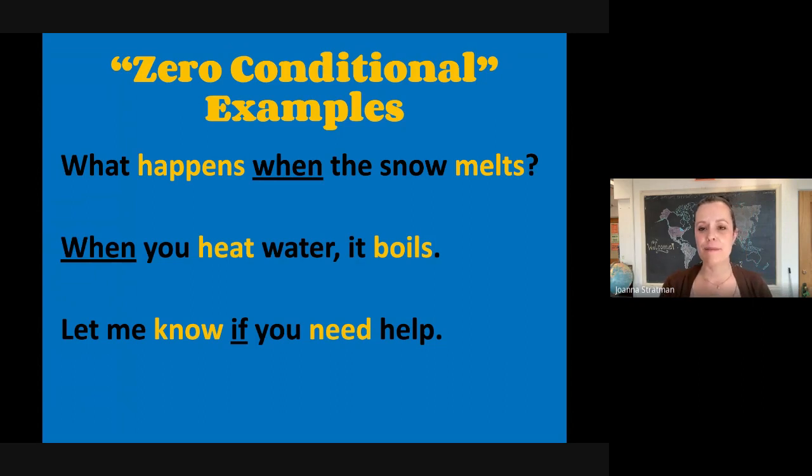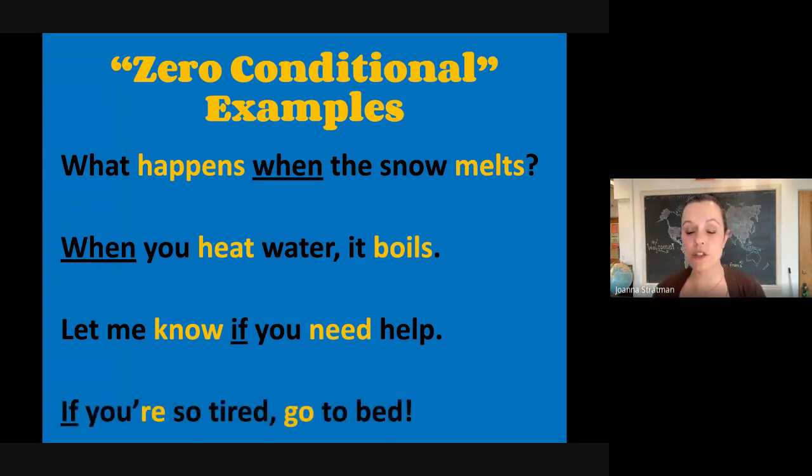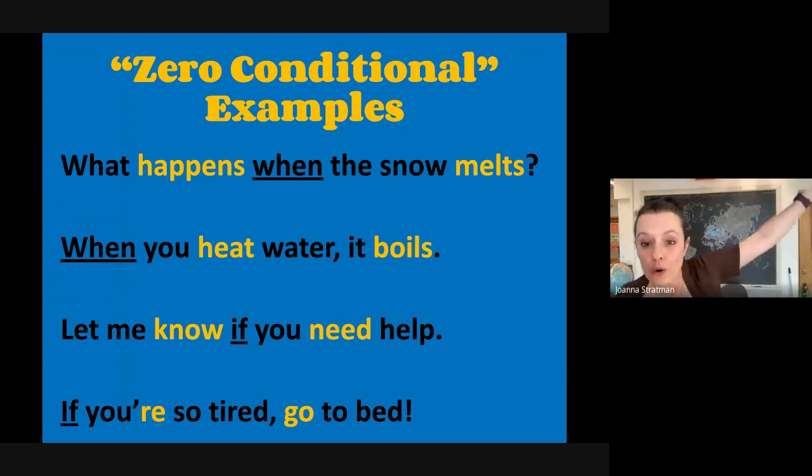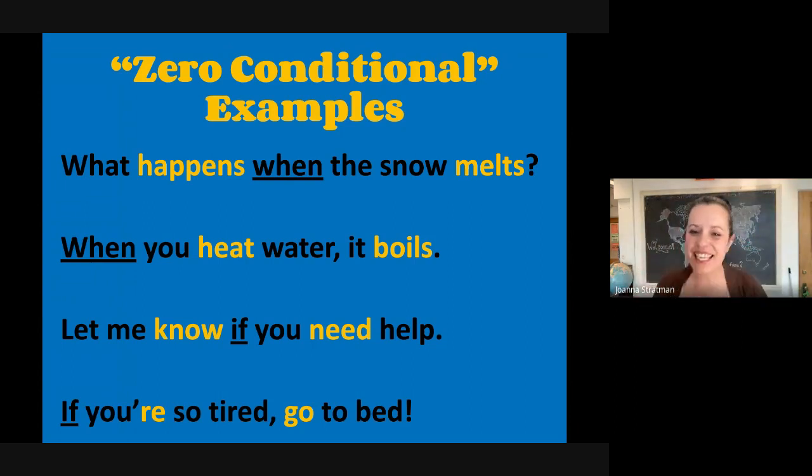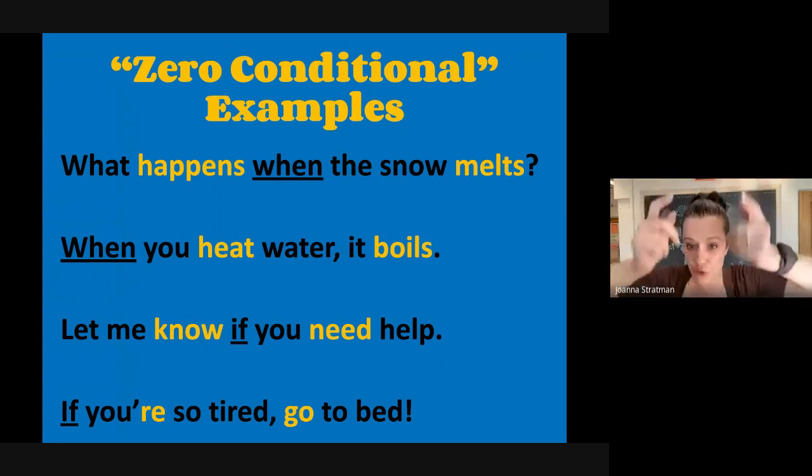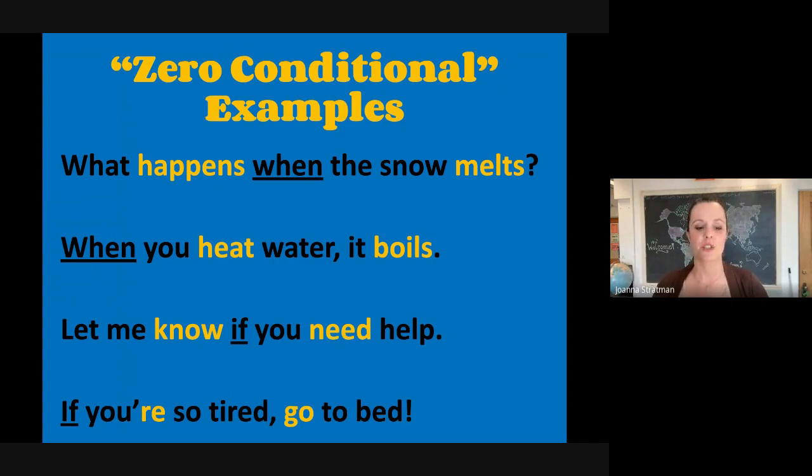And finally, maybe your partner is saying, oh, I'm so tired. You can say, if you're so tired, go to bed. Again, here we are using the zero conditional to give instructions or directions to someone. So if the situation is that you are so tired, the only result is for you to go to bed. So if you're so tired, go to bed.